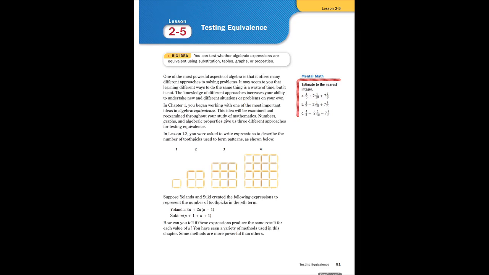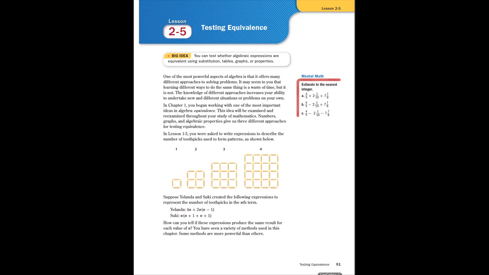There's some mental math here that asks you to estimate to the nearest integer these various terms to the side. You should be able to glance at that, see what you come up with just in your head, and then compare it to what you get when you calculate it. See how you do.